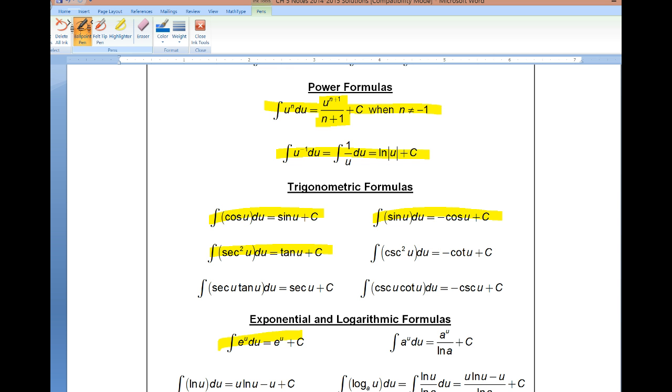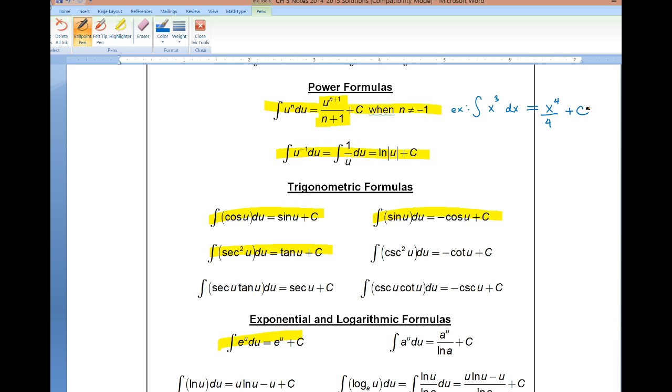Okay, the first one. I'm going to do a little example here. Let's say I have to take the integral of x to the third dx. When you work backwards, if you remember with derivatives, we took the exponent to the front, multiplied it, and then subtracted 1. Now we're going to add 1 to the exponent, and divide by that new exponent. So it becomes x to the 4th over 4 plus C.